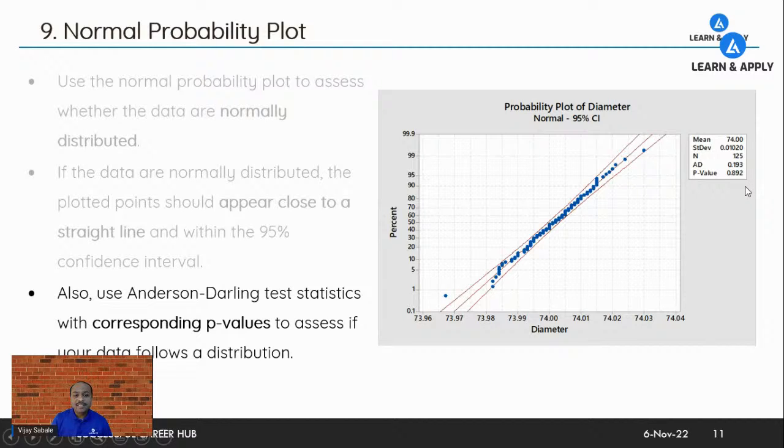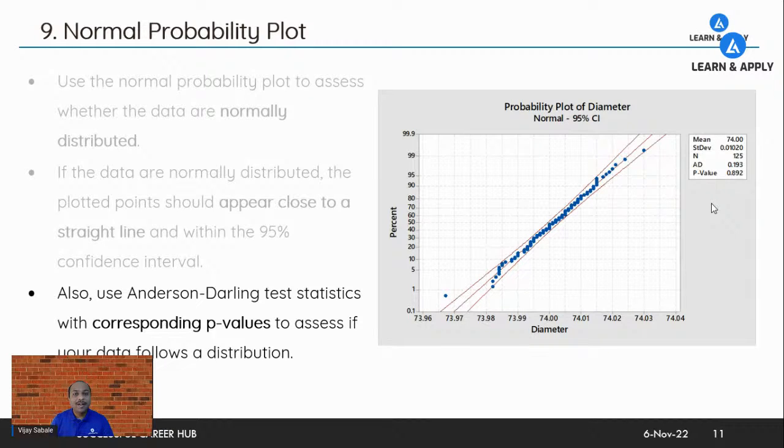Use Anderson-Darling test statistics with corresponding p-values to assess whether your data follows a normal distribution or not. If this p-value is more than 0.05, then we can say that our data is following the normal distribution. This is very important when we are going to perform the capability analysis and specifically the regression analysis. In capability analysis, there are different tools and different formulas for the normal capability and non-normal capability. So we cannot use all the formulas from the normal capability analysis.